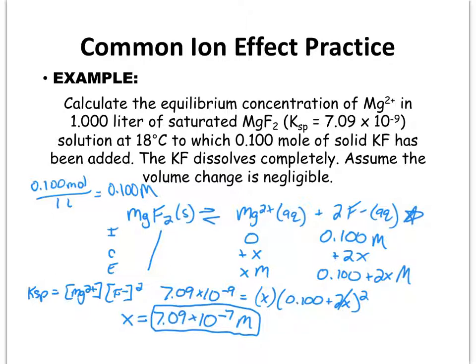So that's how you go about solving one of these common ion type problems. Very similar to the molar solubility problems, with the exception that you're going to have a starting value, or an initial value, for one of your aqueous substances, and usually, because the Ksp is very low, you can eliminate your x in your calculation for the addition here. So that is a common ion type problem.